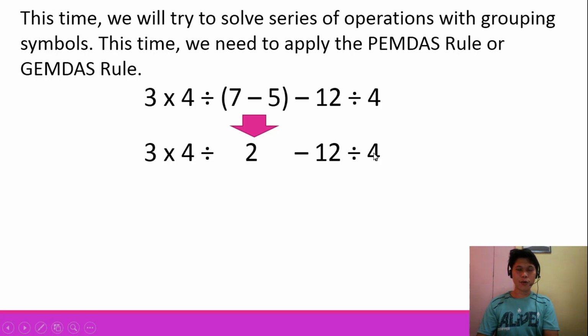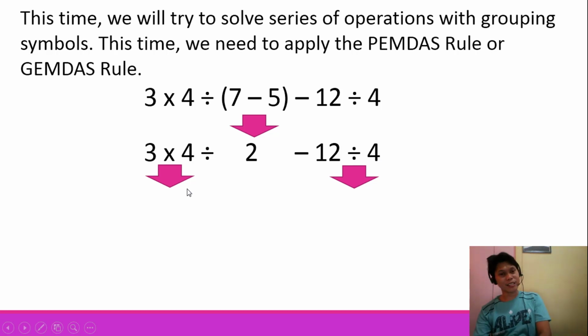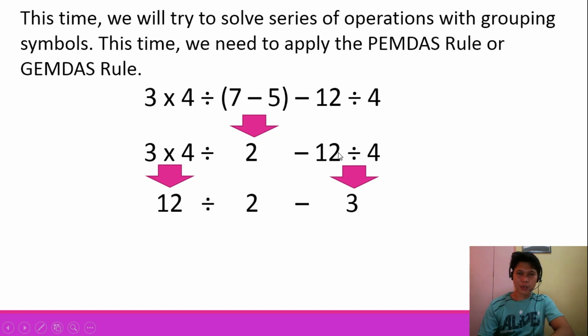Next, there is no grouping symbols, then we perform the MDAS. So we can do simultaneously 3 times 4 and 12 divided by 4 because there is no conflict. They are not connected. So 3 times 4 is 12, and then 12 minus 4 is 3. And then division, so we perform first division. 12 divided by 2 is 6 minus 3, and then 6 minus 3 is 3. So the correct answer is 3 by applying the PEMDAS or the GEMDAS rule.